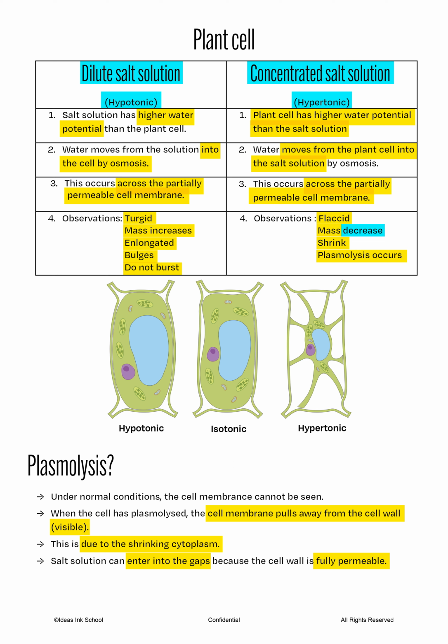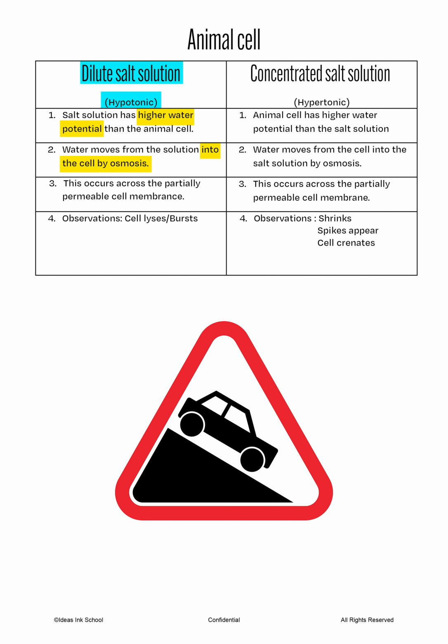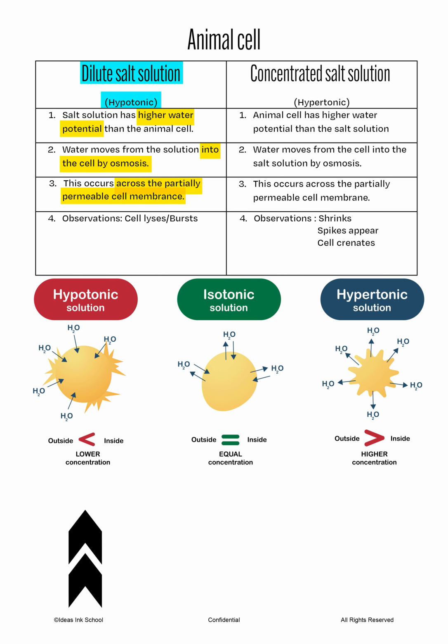Now we will be discussing the outcome of animal cells if they are subjected to the same types of solutions. When an animal cell is placed into a dilute salt solution, since the salt solution has a higher water potential than the cell, water will move into the cell by osmosis. This movement occurs down the concentration gradient and across the partially permeable membrane. As a result, the animal cell lyses or bursts. This is because the animal cell lacks a rigid cell wall to oppose the expanding cytoplasm.